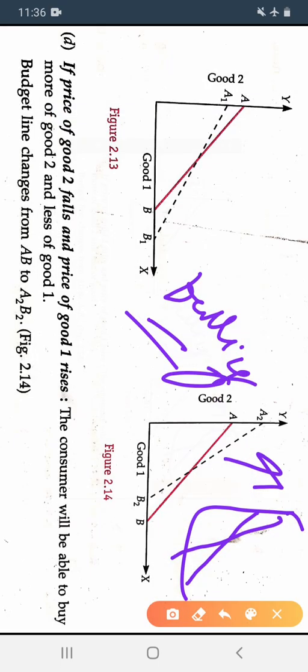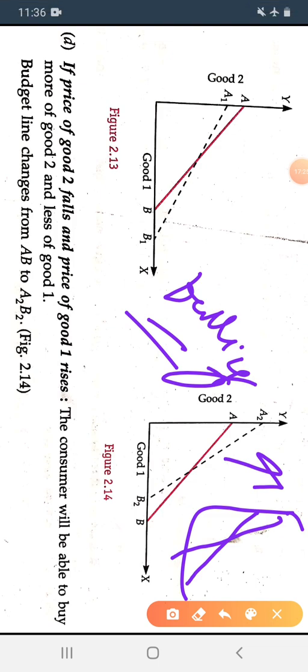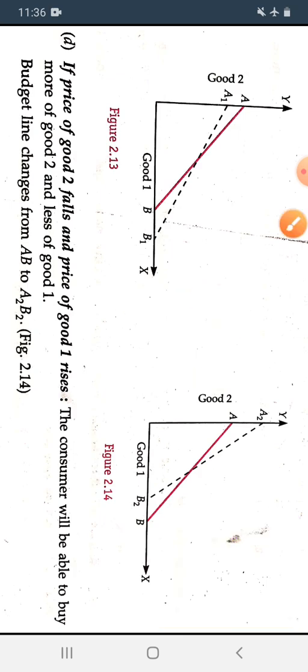When the price of any good rises, the consumer will purchase a smaller amount of the good. When the price of the good decreases, the consumer will purchase more of the good. This is basically the inverse relation between demand and price. If the price of any good increases, then the demand for that commodity decreases. When the price of the commodity decreases, the demand for that commodity increases.